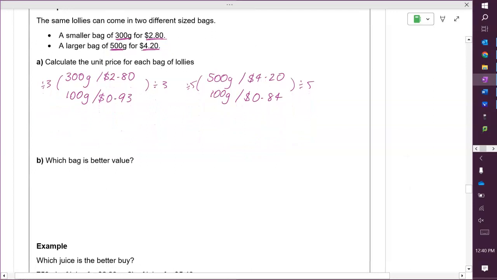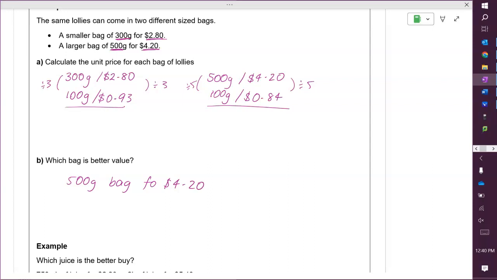Okay? So just thinking about, like, look at it beforehand. Can you try and work it out for yourself, or do you need to do the calculations? Okay, so you've got your 2 unit prices here, and the next part says, well, which bag is the better value? If we look at that, obviously we're going to take the one that is less money per 100 grams. So we would say the 500 gram bag for $4.20.